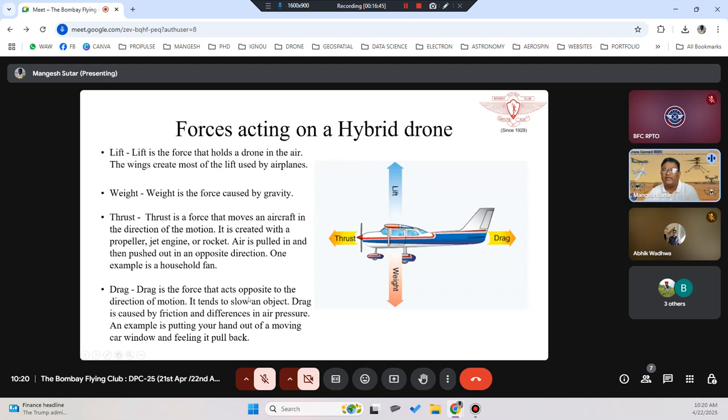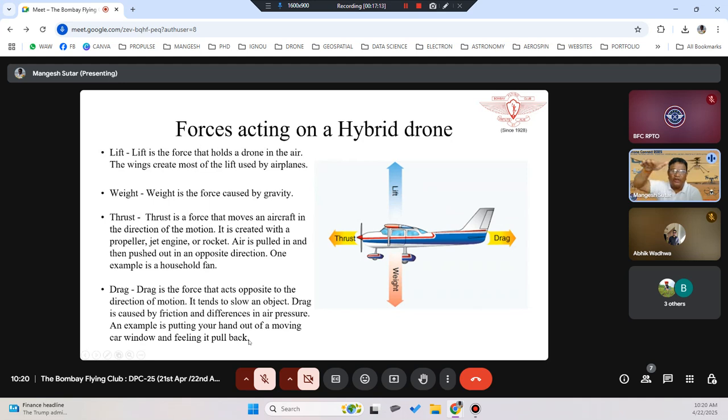Drag is the force that acts opposite to the direction of the motion. It tends to slow an object. So yesterday also I told you, normally any device, even if you are driving a car, will also have a drag acting on it. That's why the car will try to slow down when we are driving it. Drag is caused by friction and the difference in the air pressure. An example is putting your hand out of a moving car window and feeling it pull back.